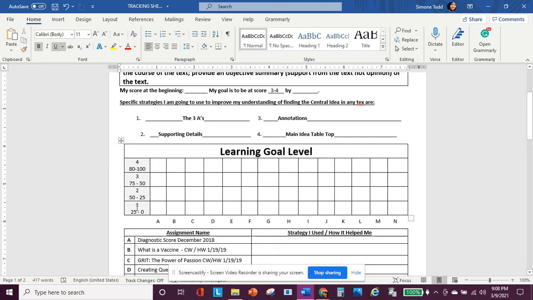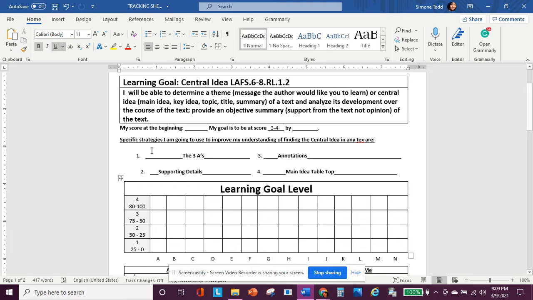As far as 0 to 25 is level 1, 25 to 50 is a level 2, 50% to 75% means that they have that level of understanding at a level 3, and 80 to 100% is a level 4, which is surpassing where they need to be, okay? And then their goal is to be at a score of 3 to 4 by, and you'd put this in for the end of the quarter, or maybe whenever you're finished teaching that lesson for that specific standard.